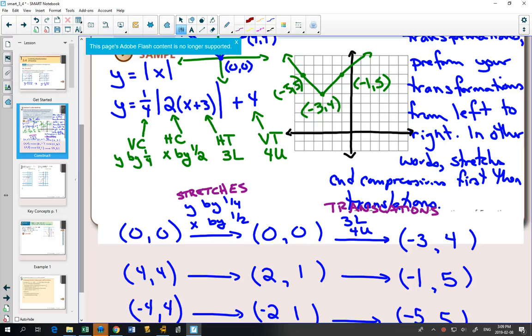Oops. Did anybody see what I did when I labeled it? My 5 went up a little bit too high, didn't it? Oh, and I didn't even catch it when I labeled it. Okay, hopefully you graphed it correctly on yours, because you actually labeled the points in the right spot. -1, 5 would be there. -5, 5 would be there.